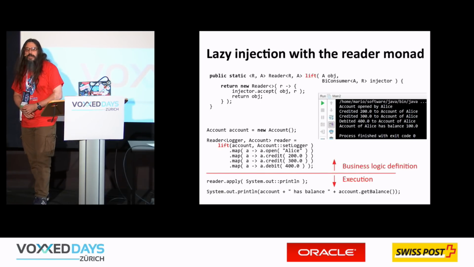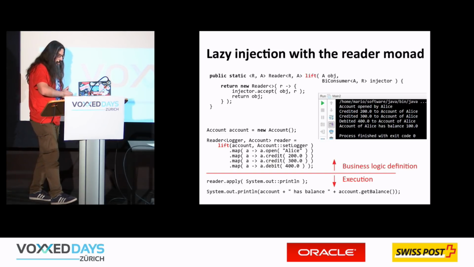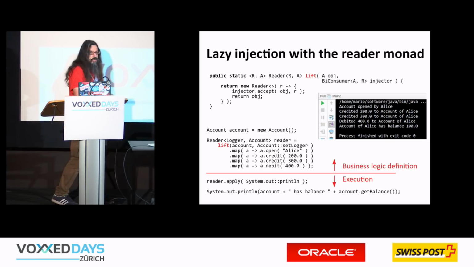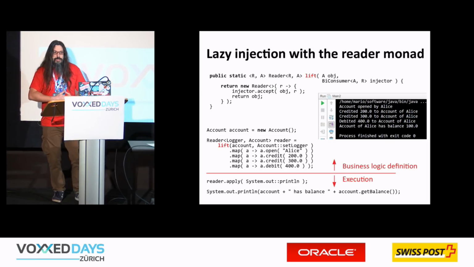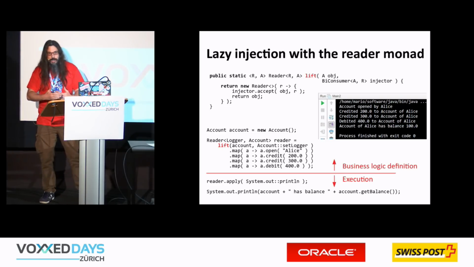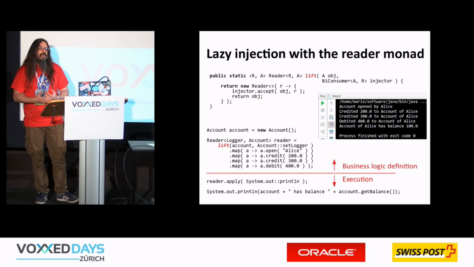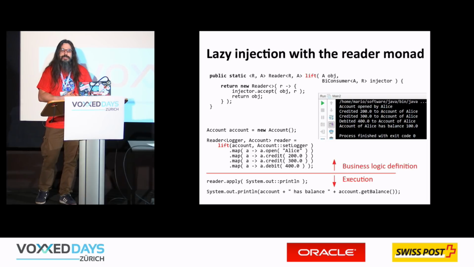So what's the main point here? Is that dependency injection is eager. It has to be performed when the object is created, so at the very beginning of the life cycle of that object. And this is often not necessary, okay?